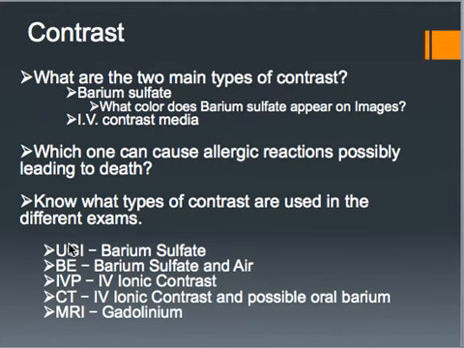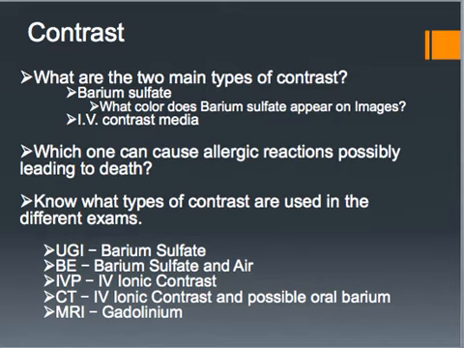We use a couple different kinds of contrast. The contrast is used to help us better visualize the anatomy, such as organs that we wouldn't be able to otherwise see under normal imaging. So two of the main types that we use are barium sulfate and IV contrast material. Barium sulfate is an oral or rectal administration, so we can either have the patient drink it or we can insert it into their rectum.